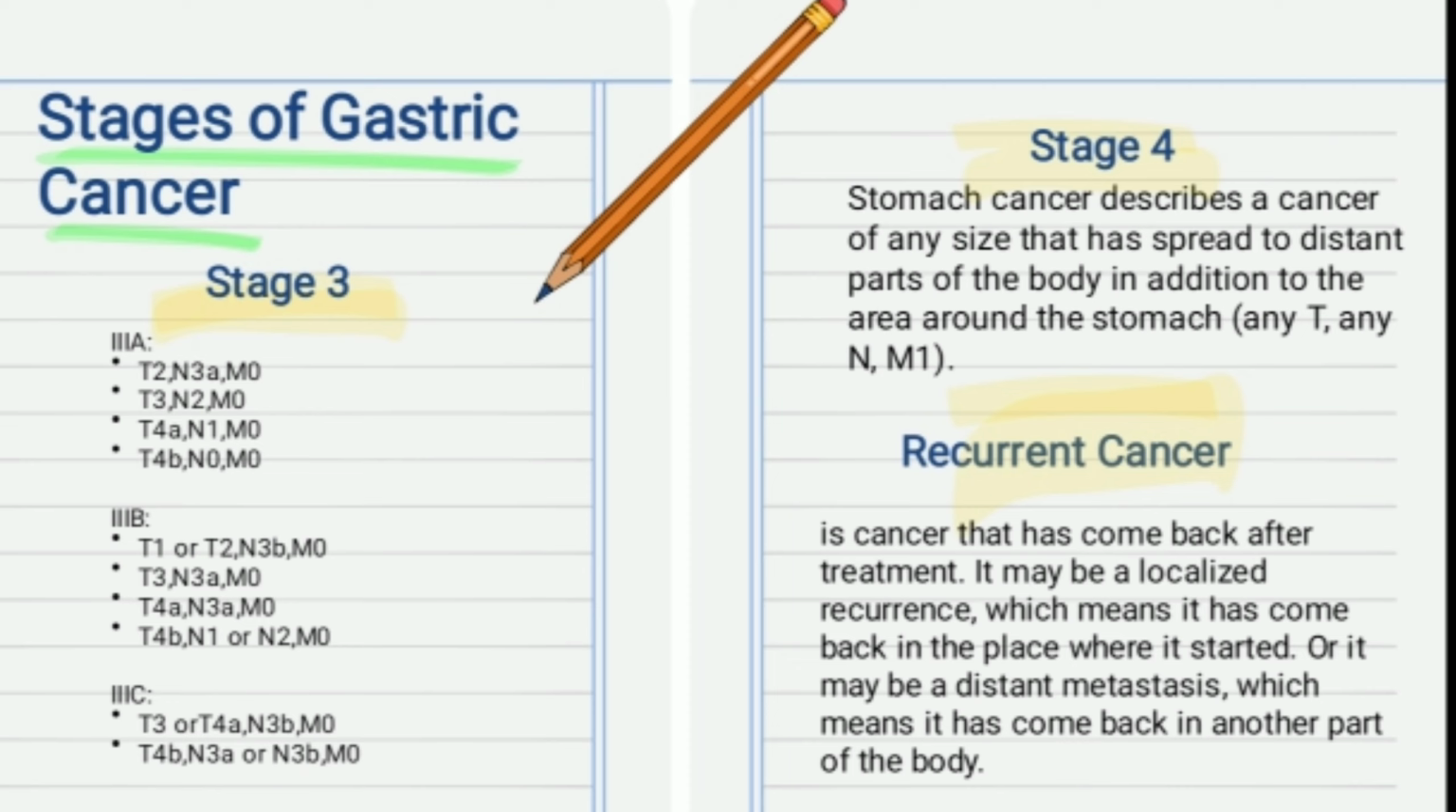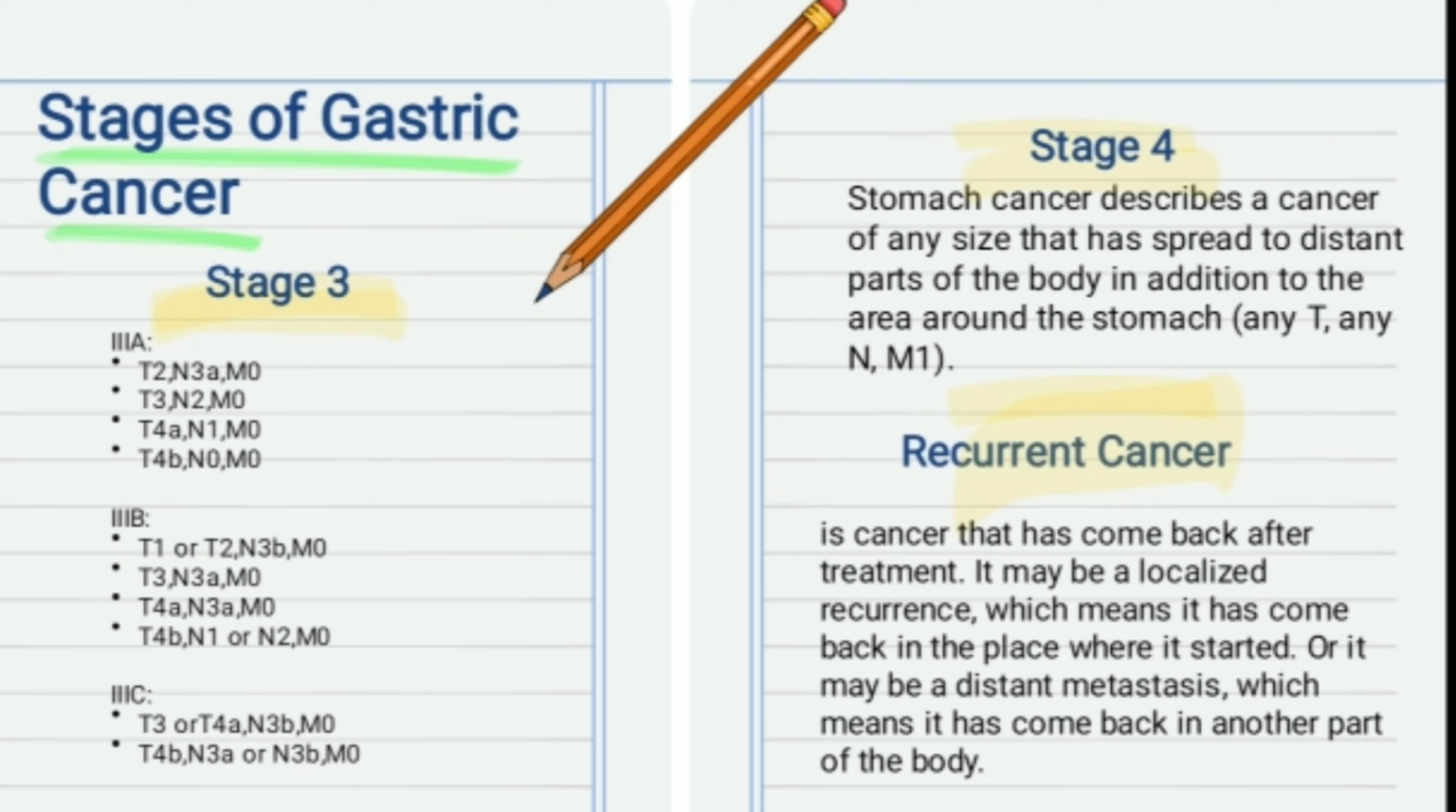So the last stage of gastric cancer is stage 4, meaning the stomach cancer is described as a cancer of any size that has spread to distant parts of the body in addition to the area around the stomach.